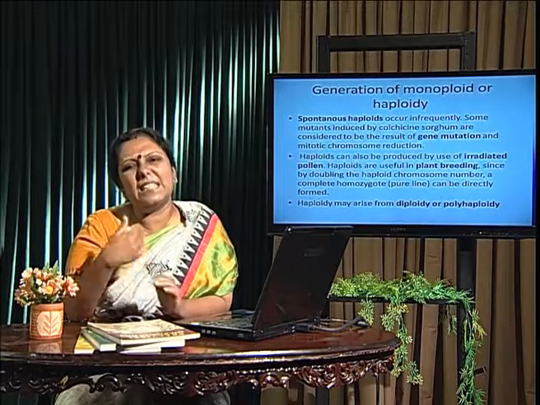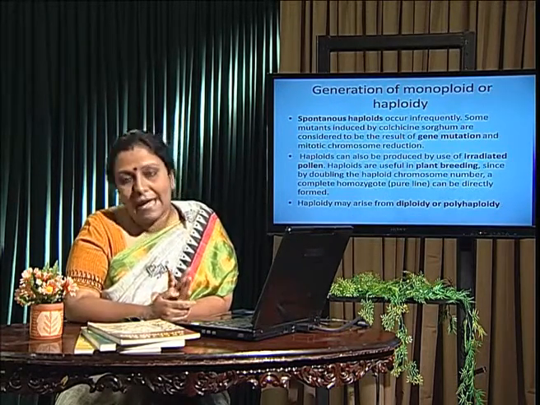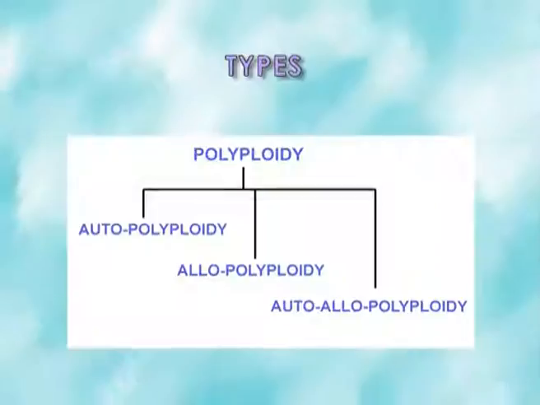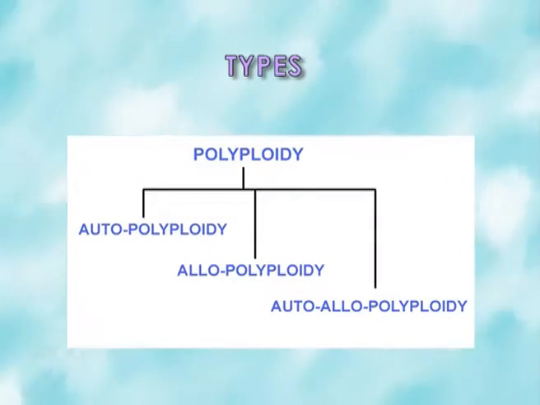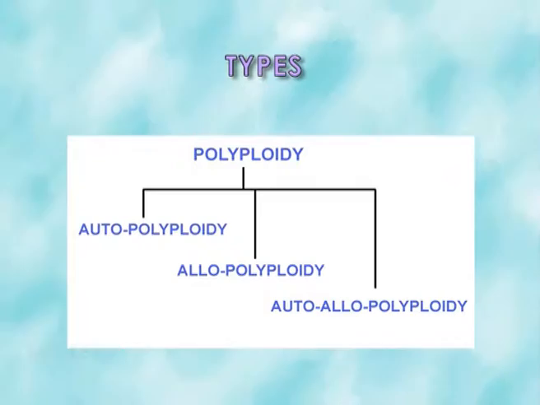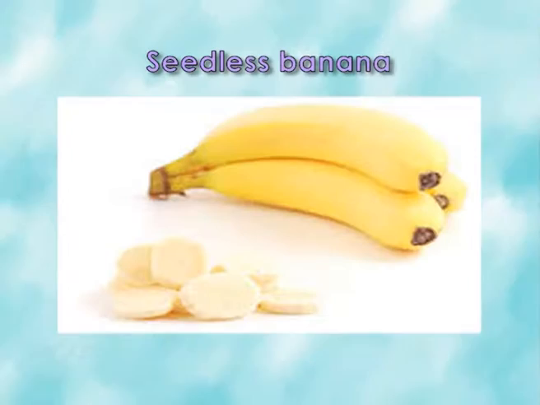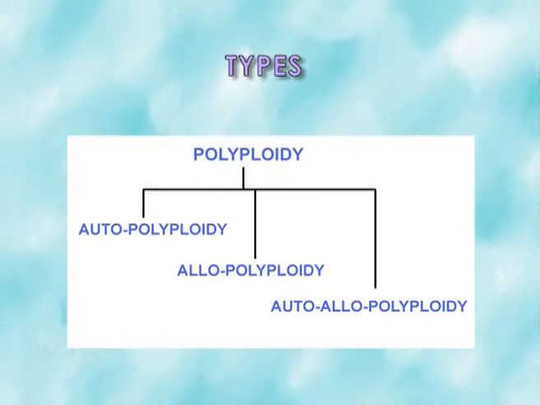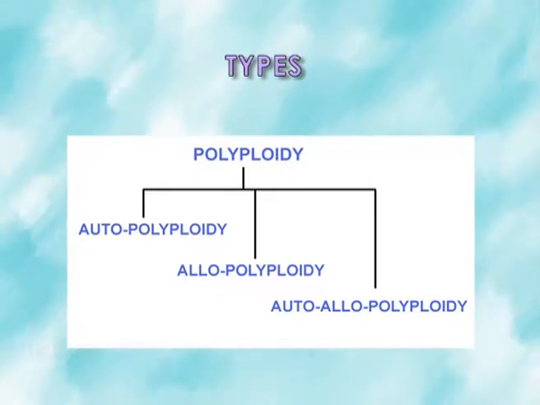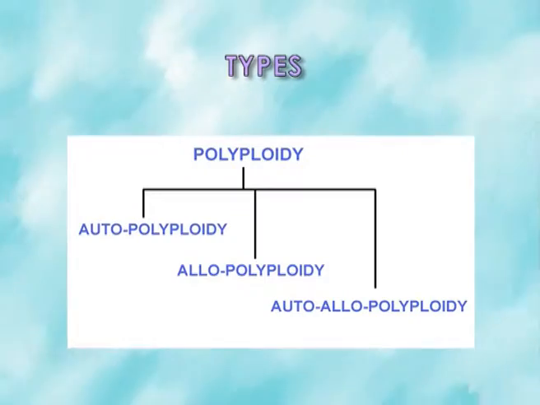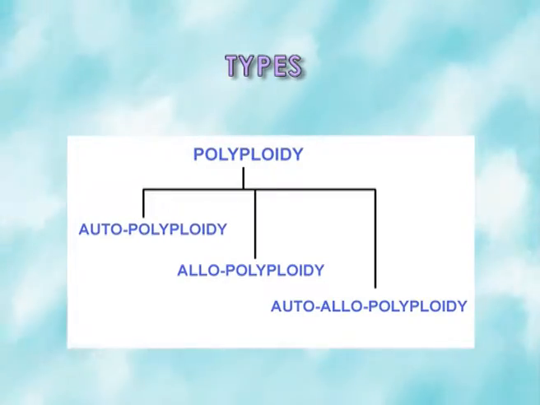Spontaneous haploids give rise to gene mutation, and irradiated pollens are used during the course of plant breeding. Types of polyploidy. Polyploidy may be autopolyploidy, where the sets come from somatic doubling of the same species. The triploid banana, the seedless banana, was found. And allopolyploidy: the sets come from different species and are generated by unreduced gametes. The fertile primrose hybrid is an example of allopolyploidy. And mixed polyploidy is found as autoallopolyploidy.